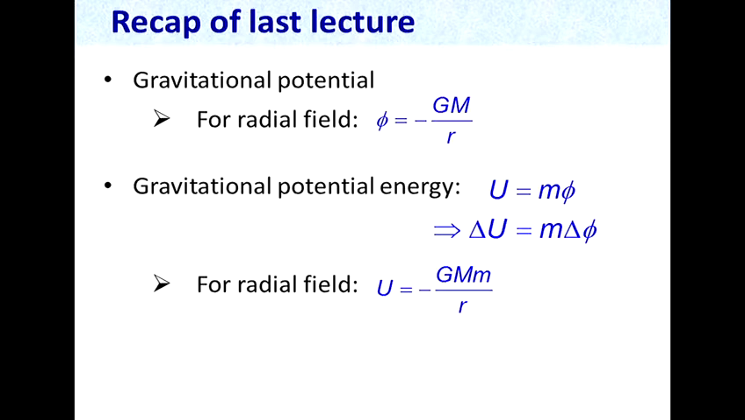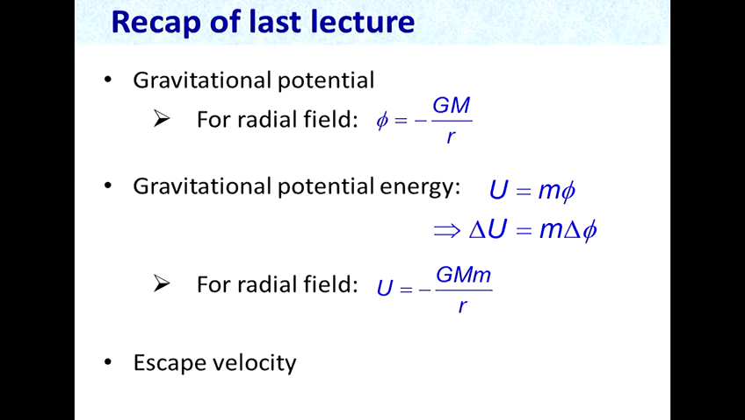For a radial field, you don't need to know the derivation, but the GPE can be calculated using this formula, only for point masses or spherical masses, which normally we assume will be the case at A level in the problems that you encounter. Take note there's also a negative sign here.